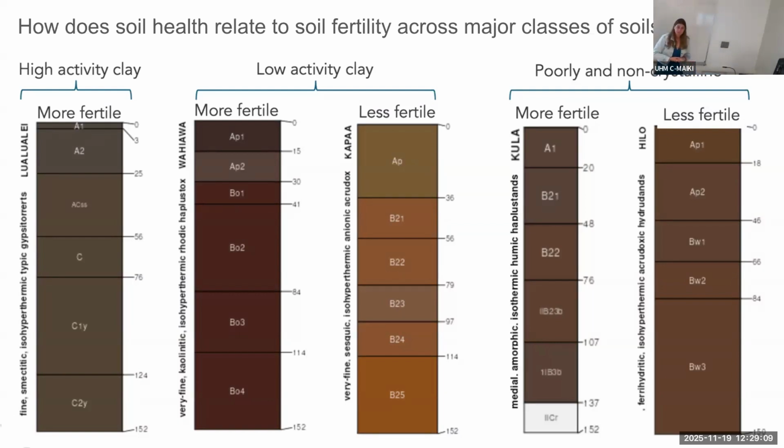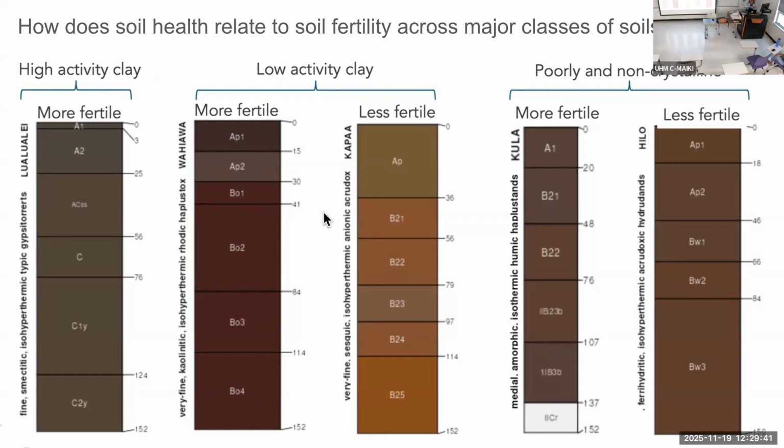Now, within these, you have a difference or a range you can have in fertility. So for our high activity clays, here's an example of the Lululule series. You can see the mineralogy right here is classified as smectitic. These generally we think of as more fertile soils. Now, our low activity clay and our poorly or non-crystalline clays, we can have differences in soil fertility. That's related to the mineralogy that you find.